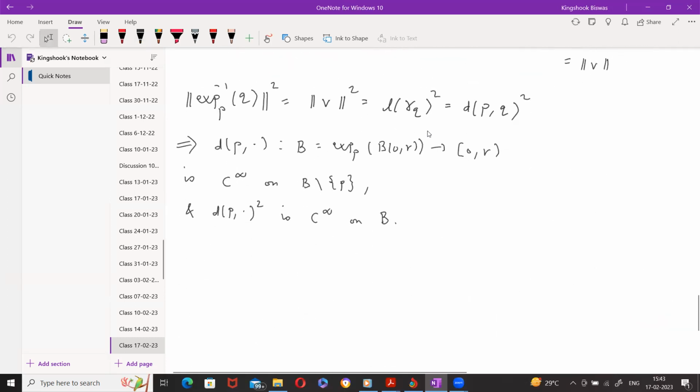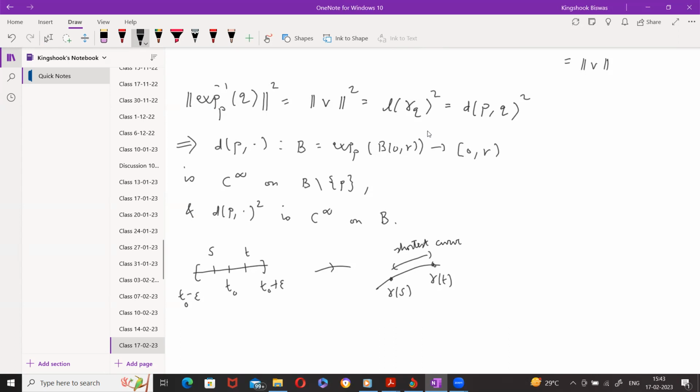In general, if I take any geodesic and I take a time T0, then I have an interval around it, T0 minus epsilon to T0 plus epsilon, such that if I take any two times S and T in this interval, then I look at gamma restricted to ST. Okay, then this geodesic gamma joining gamma S to gamma T, this portion, this is the shortest curve in N from gamma S to gamma T. Is this clear?